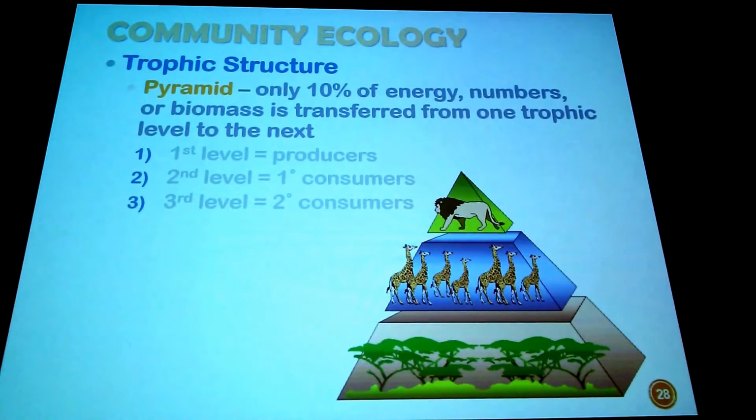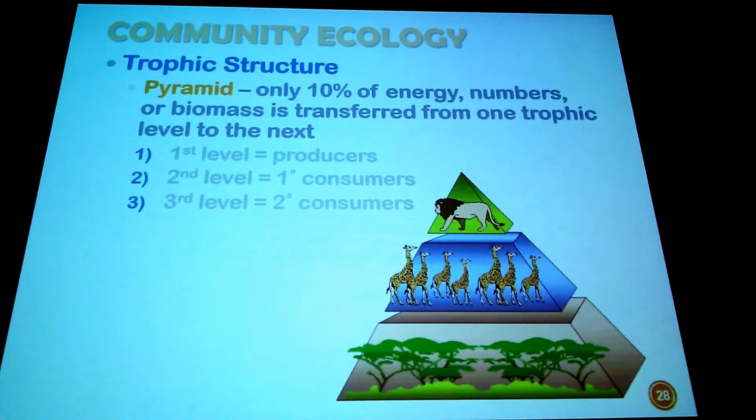At the base of the pyramid, you always have producers. They're the ones who take the energy from the sunlight and convert it into food. The second level is primary consumers, which feed on the plants, the producers. Third level, you have the secondary consumers, those that feed on the primary consumers. So again, only 10% of energy, numbers, or biomass is transferred from one trophic level to the next.